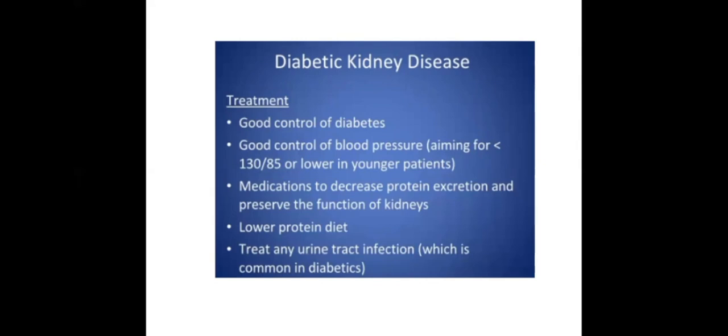So how can we treat this DKD, or diabetic kidney disease? It can only be treated by controlling the blood pressure and by controlling the blood sugar level as well. Good control of diabetes means the HbA1c level should be under control. Glycemic control is very important to treat diabetic kidney disease. Good control of blood pressure, aiming for less than 130 by 85 or lower in younger patients, and medications to decrease protein excretion and preserve the function of the kidneys are the treatment for diabetic kidney disease. Also, the patient should lower their protein diet and treat any urinary tract infection, which is common in diabetics.